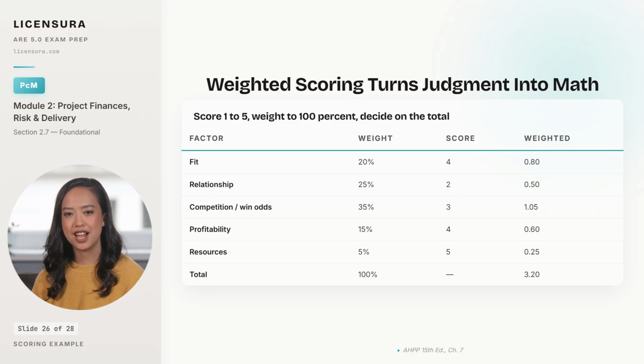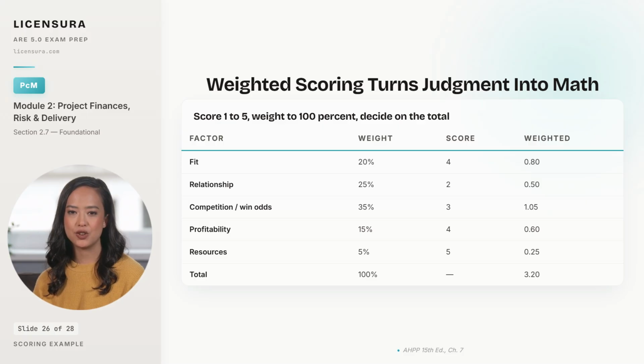Here is what scoring looks like in practice. Each factor gets a weight that reflects how much it matters in your firm's specific situation. Relationship at 25% here, because this firm has been burned by cold pursuits before. Each factor gets a score from 1 to 5, based on the honest answer to the question. Multiply weight by score, sum the weighted column, and you have a single number that turns gut feel into something you can argue about with data.